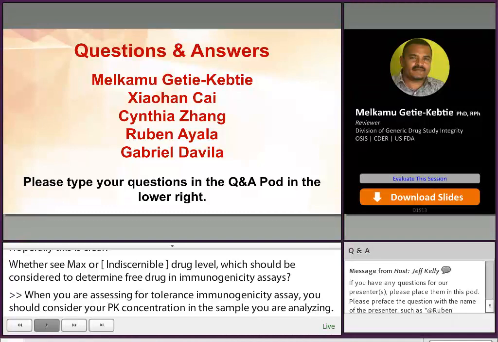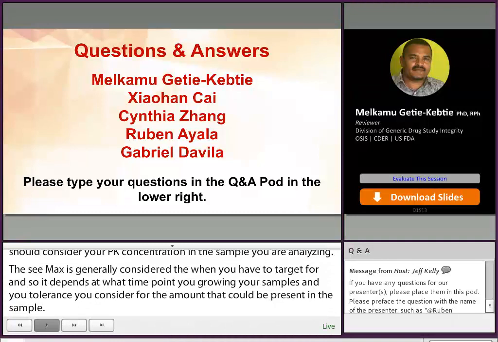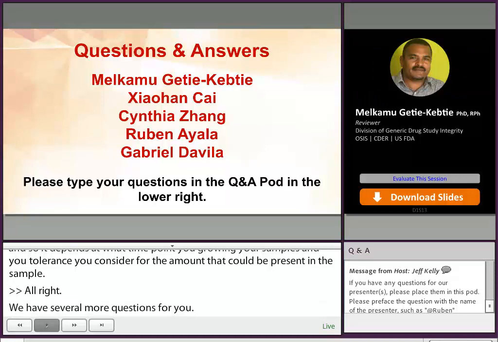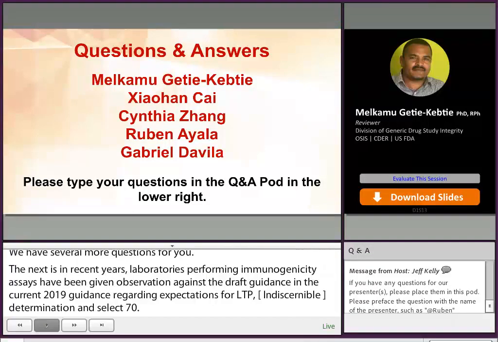We have several more questions for you. In recent years, laboratories performing immunogenicity assays have been given observations against the draft guidance and the current 2019 guidance regarding new expectations for LPC, cut point determination, and NAD selectivity, even when reviewing study conduct that occurred before the draft guidance was issued and now finalized. What is FDA's position regarding this observation against guidance, which was not available at the time of assay development, validation, and method transfer?